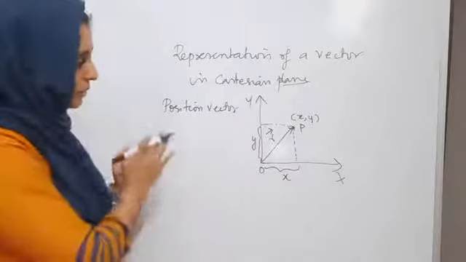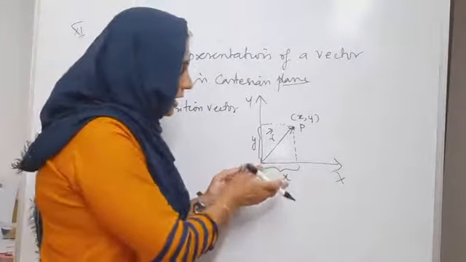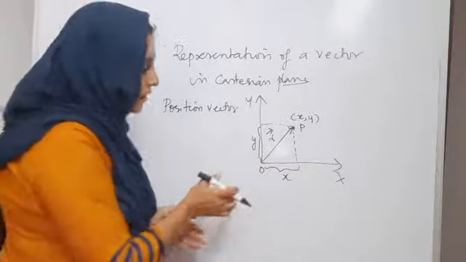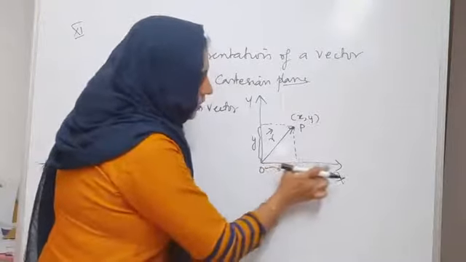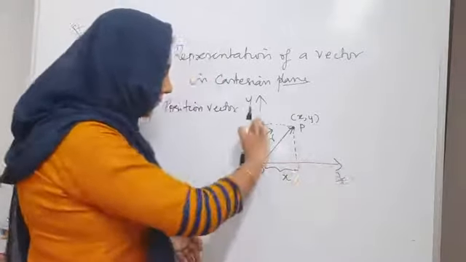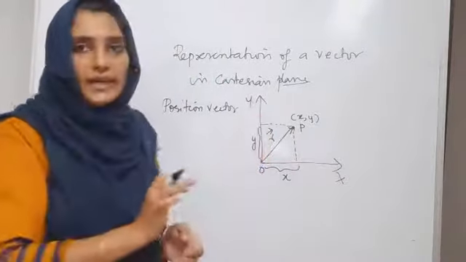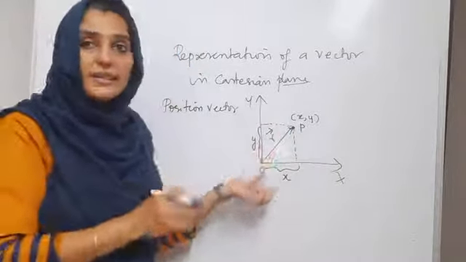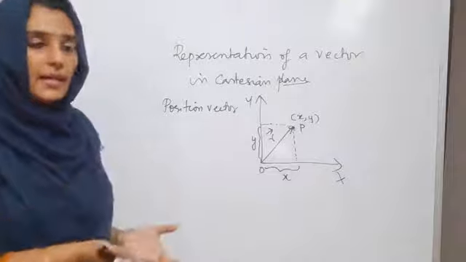Now, how to represent that particular x and y in terms of a vector? How to combine? So we know that we make this distance a vector along the x direction and make this distance a vector along the y direction and add them both, then you will get the final vector, which is the resultant of these two vectors. So that is the idea behind it.